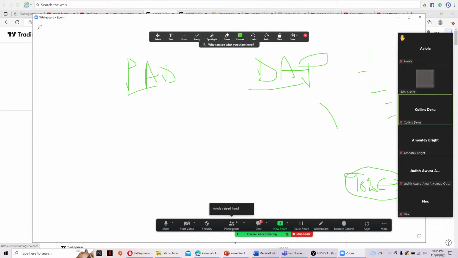Okay, so I understand it to be that initially the market will pump and then dump, and then the market pumps before it dumps, the market dumps before it pumps. Now, on what criteria do we use pad?